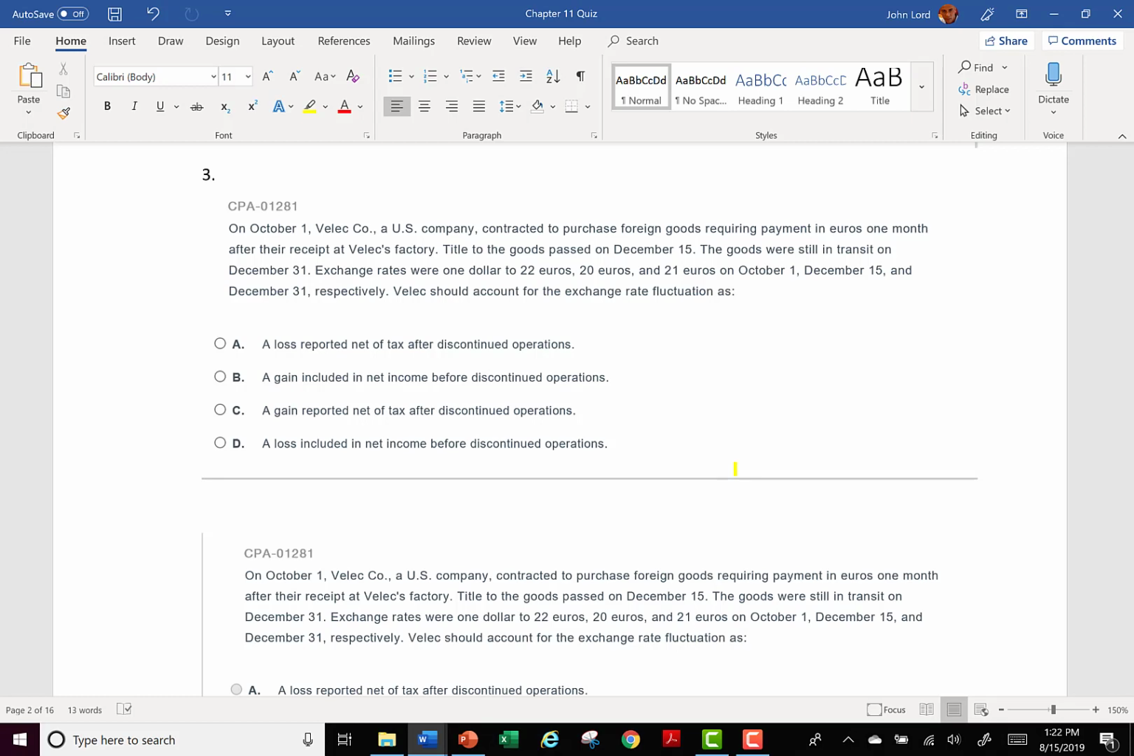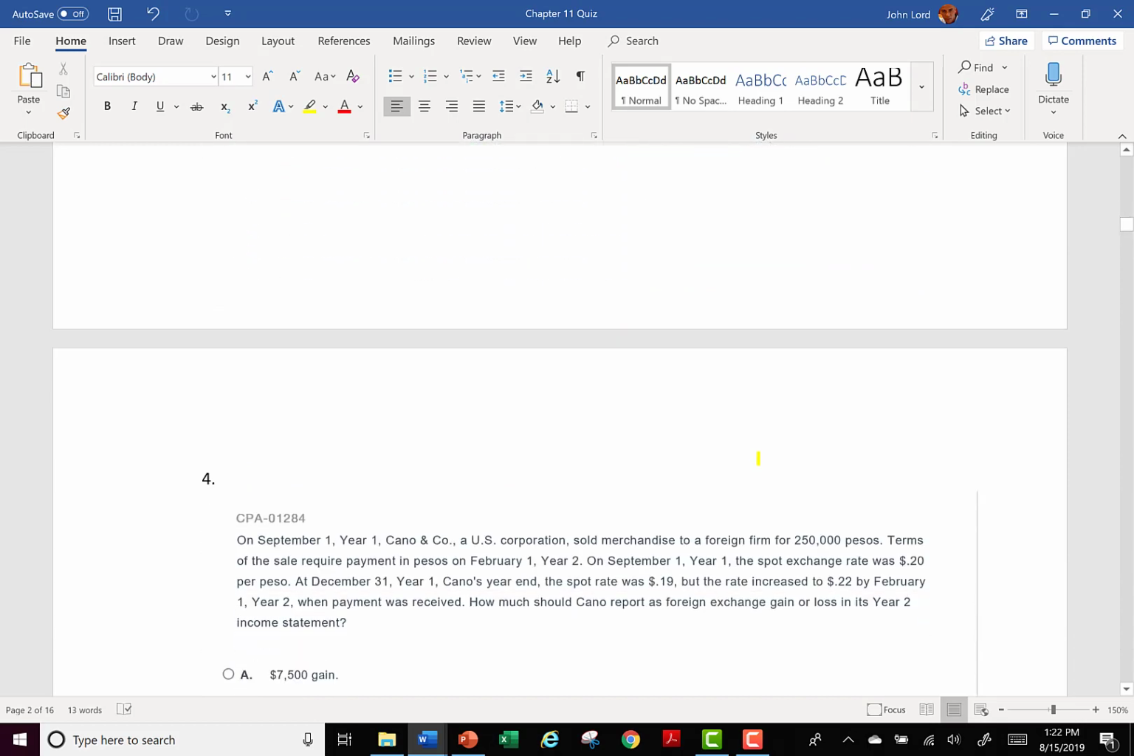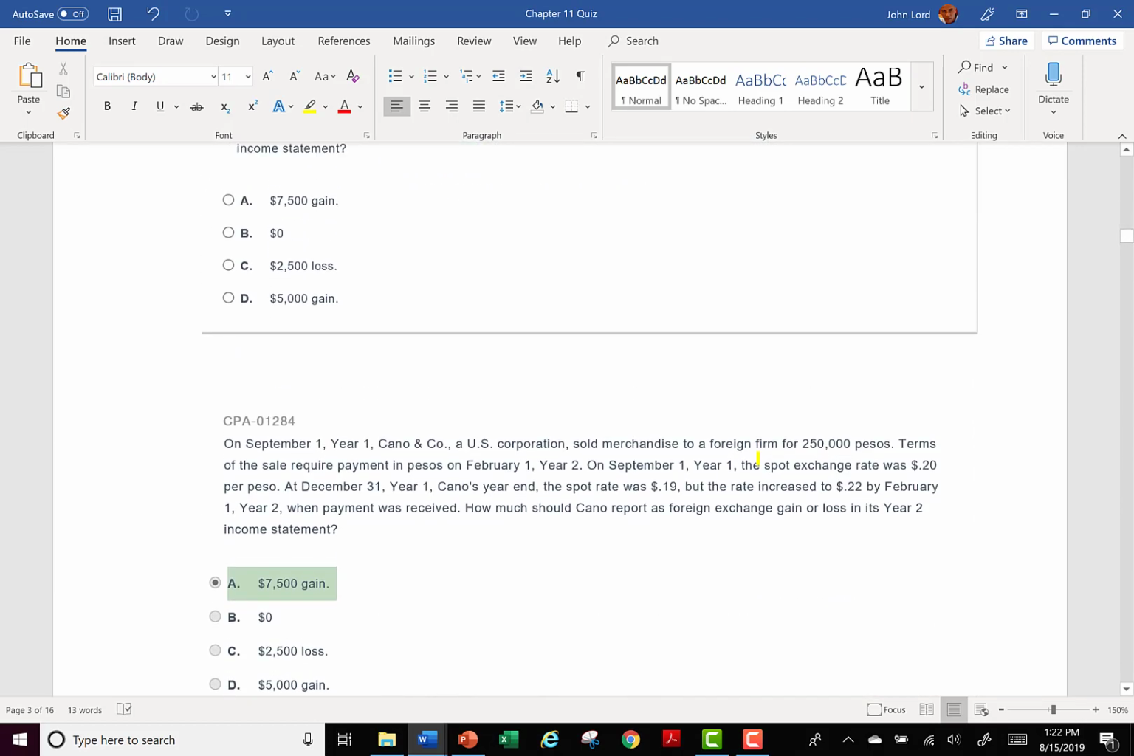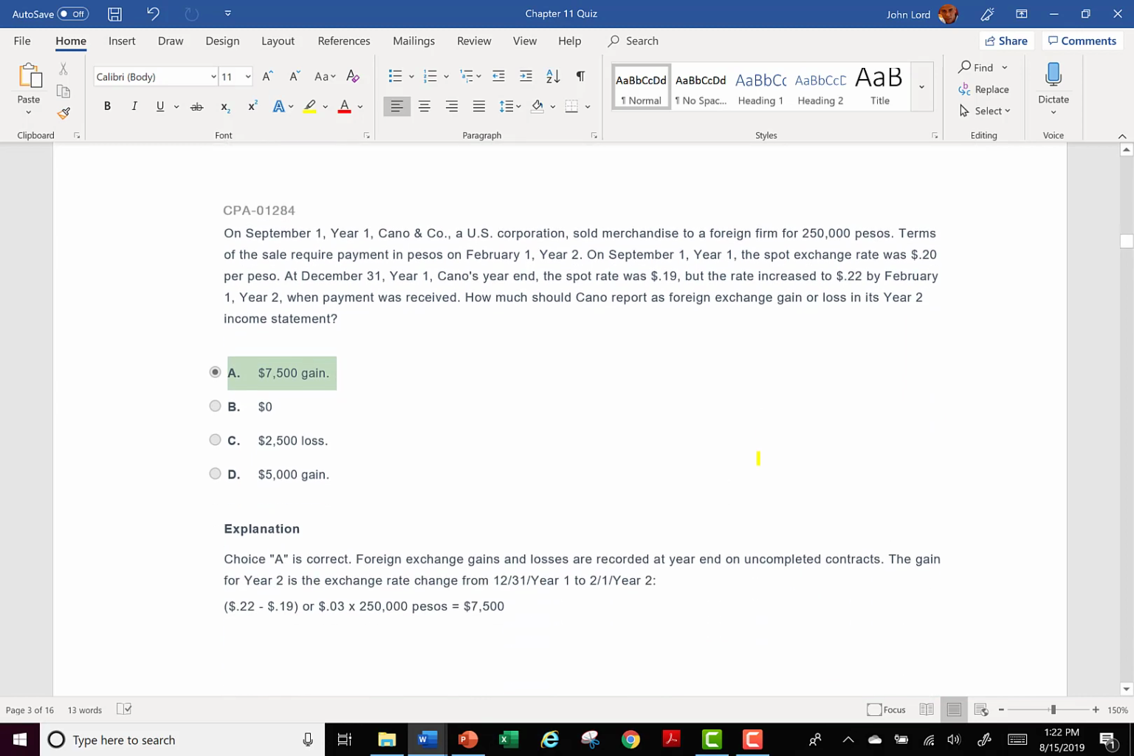Remember that we also will have transactions that we'll want to take a look at. Foreign currency transactions was also something we discussed, so let's look at it right here. On September 1st, year one, Cano Company, a U.S. corporation, sold merchandise to a foreign firm for 250,000 pesos. Terms of the sale require payment February 1st of year two. On September 1st, year one, the spot rate was 0.2. That's when we basically had the transaction. At December 31st, the year-end rate was 0.19, but the rate had increased to 0.22 by February of year two when the payment was received.